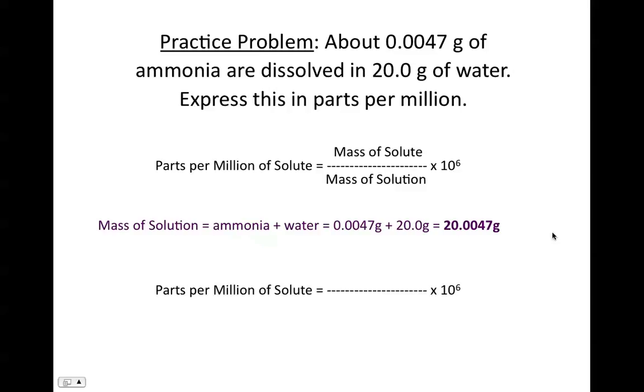So then we're going to plug in our 0.0047 for the numerator, mass of the solute, and 20.0047 for the mass of the solution. And when we calculate that, we get 235 parts per million, which means if I have a million particles, 235 of them will be ammonia, the rest are going to be water.